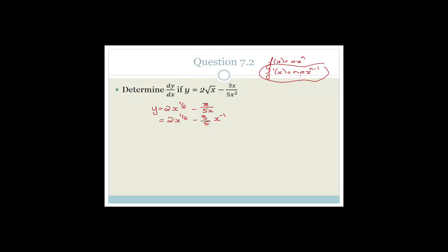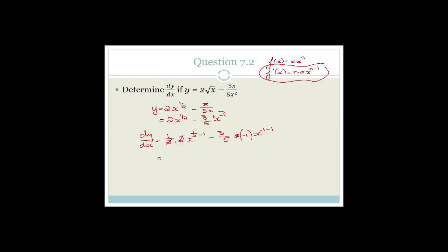Okay, so let's continue. We're going to say dy by dx is equal to, what do we do? We bring the half to the front. So we get a half times 2x, and we subtract 1 from the exponent. We go half minus 1, minus 3 over 5 x. Sorry, but we've got to take this minus 1 to the front and multiply it. So we multiply by minus 1. And then it becomes x to the minus 1 minus 1. And you guys don't have to write this out if you are awesome at doing derivatives using the formula. But if not, I would suggest you write it out, because it can be very easy to make mistakes.